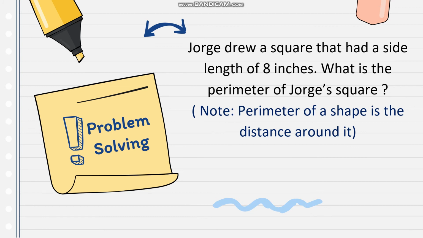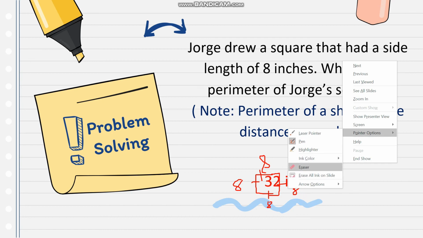George drew a square that had a side length of 8 inches. So if this is a square, one side is equivalent to 8 inches. What is the perimeter of George's square? So when we say perimeter of a shape, it is the distance around it. So if this is 8, this is also 8, this is also 8, and this is also 8. So what is the distance around it? You just simply multiply 8 multiplied by 4 or add 8 plus 8 plus 8 plus 8. So the answer is equivalent to 32 inches.